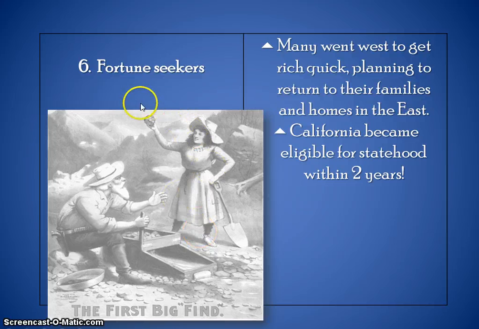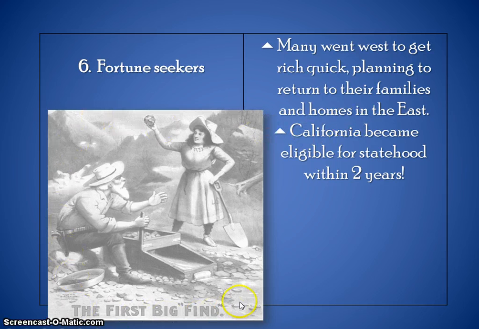Fortune seekers, can you guess what this represents? I'll give you a clue. It's in California. If you said the gold rush, then you were correct. That's what this picture represents. Many went west to get rich quick, planning to return to their families and homes in the east.